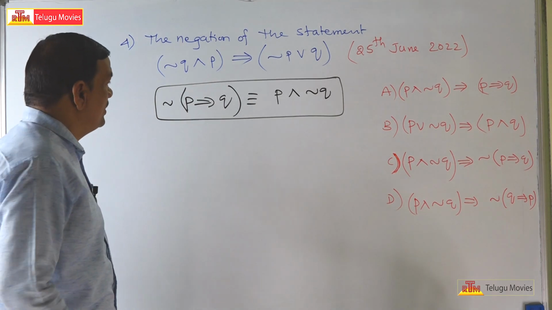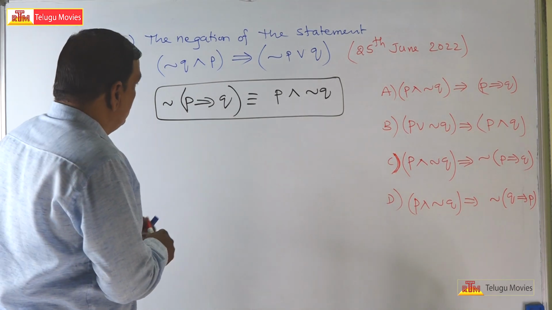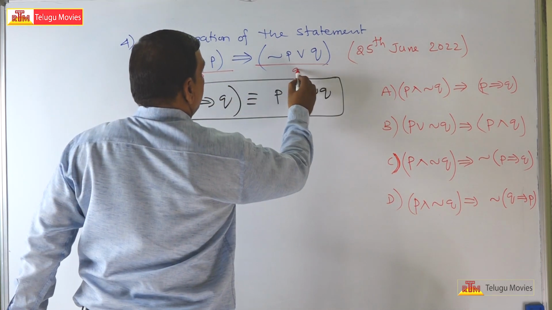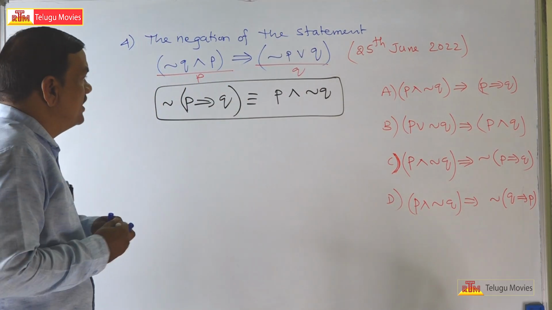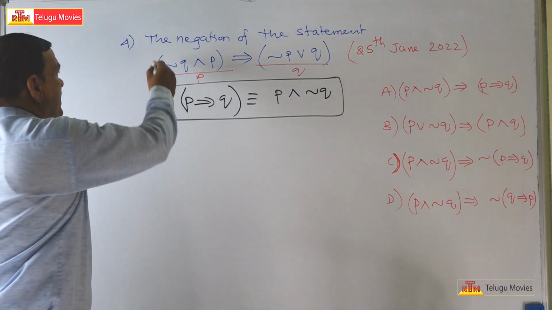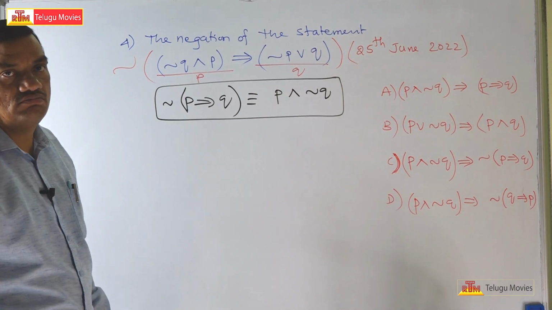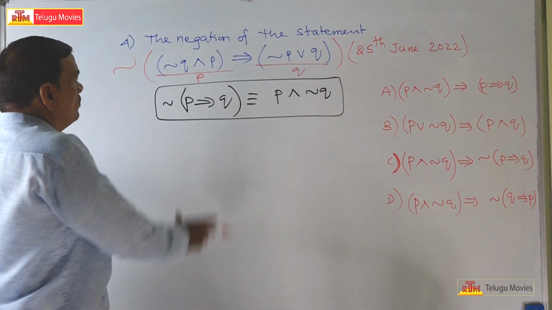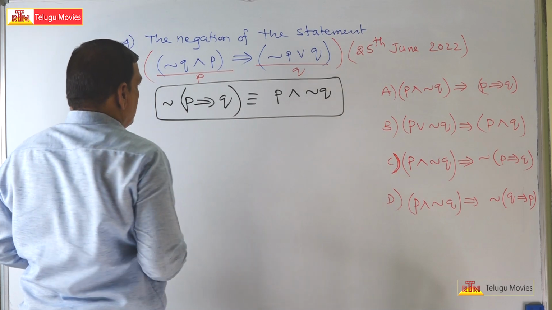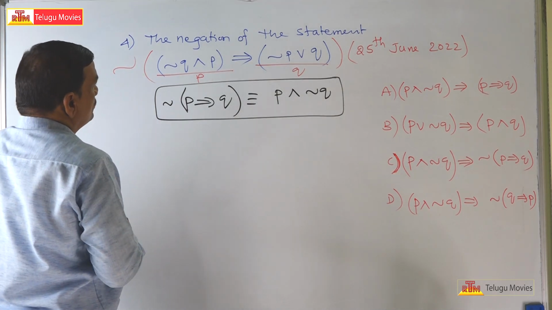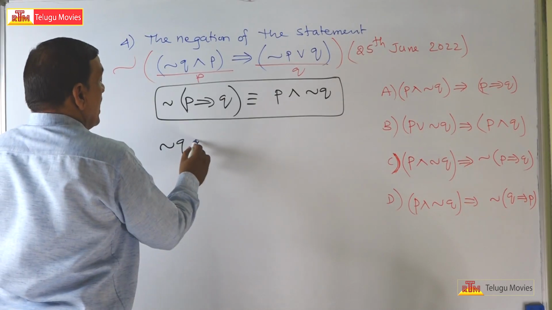Here this statement is P and this statement is Q. Then we are asked to find the negation of the statement. So what you have to write down is the P statement as it is. What is your P statement? So negation Q and P.